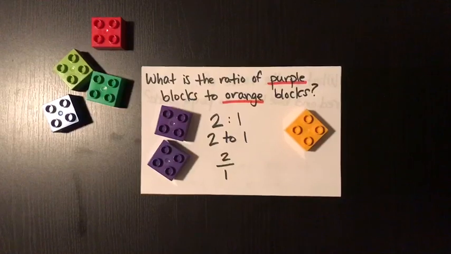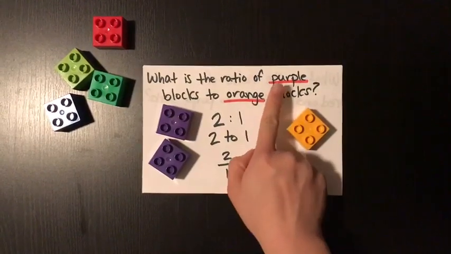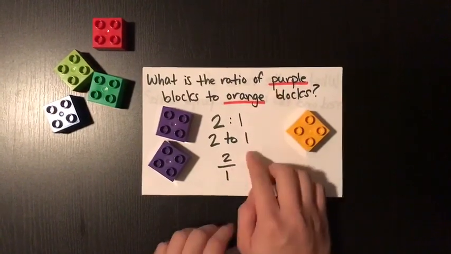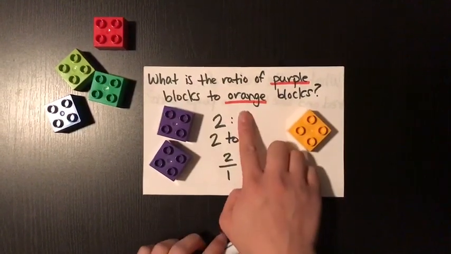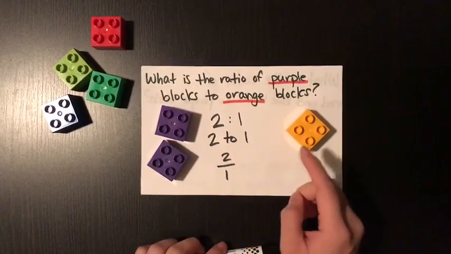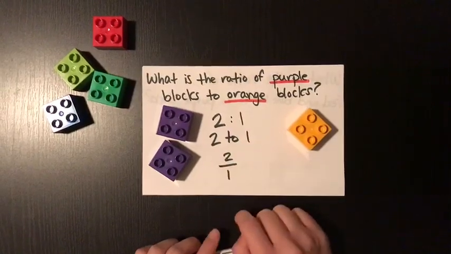Remember that order is super important. Our first quantity was purple, 2, so the number 2 comes first. And our second quantity is orange, so we only have 1 orange block and the number 1 comes second.